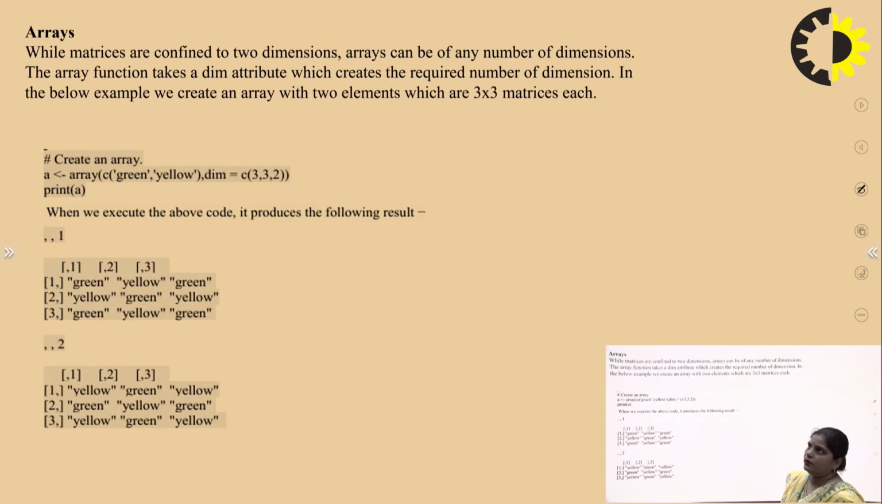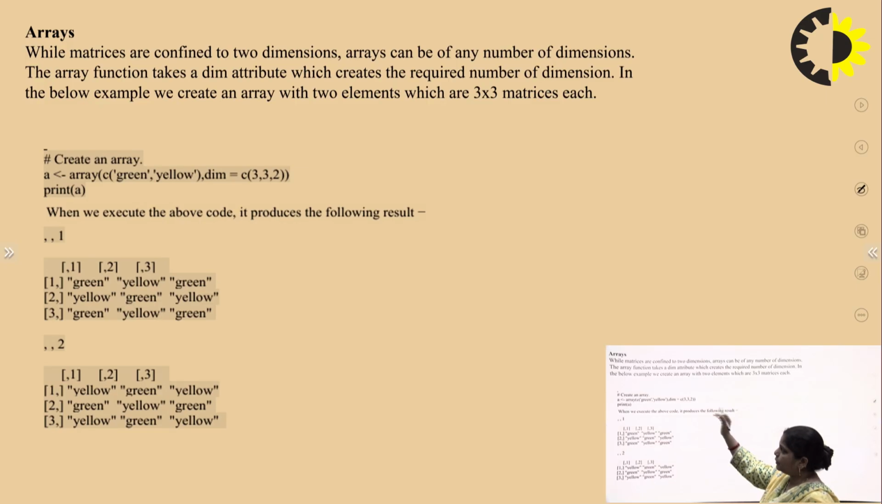Now how can we create arrays in the R language? While matrices are confined to 2 dimensions, 2-dimensional data sets, an array can be of any number of dimensions. This is a restriction that matrices have, and arrays are free of these limitations. The array function takes a dim attribute which creates the required number of dimensions, and in this example we are creating an array with 2 elements which are 3 by 3 matrices each.